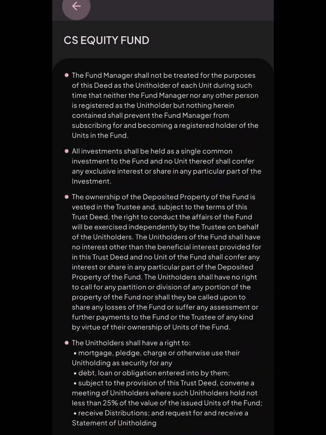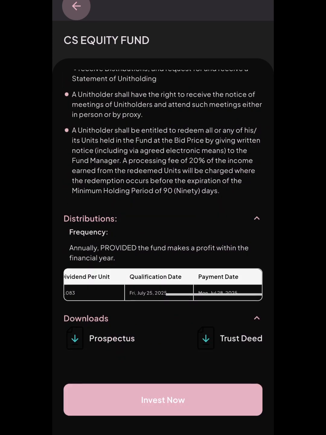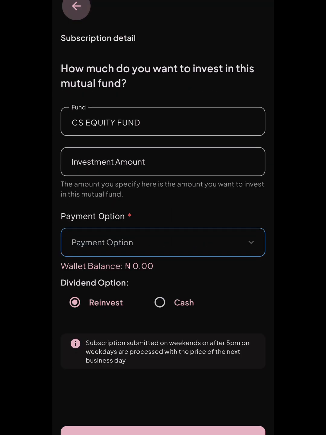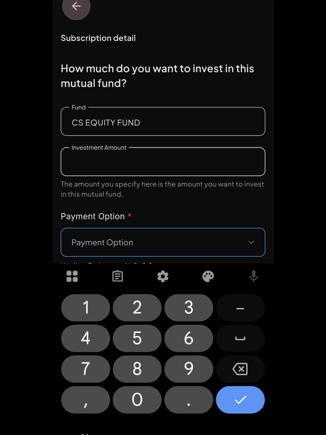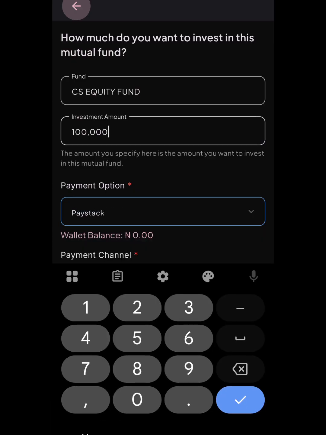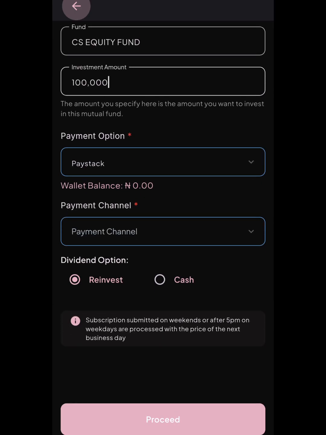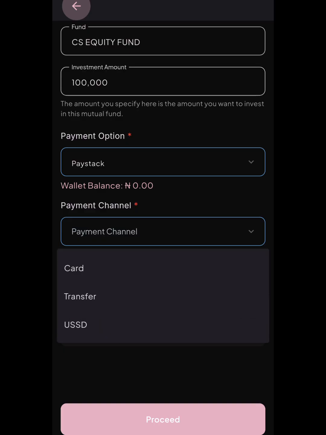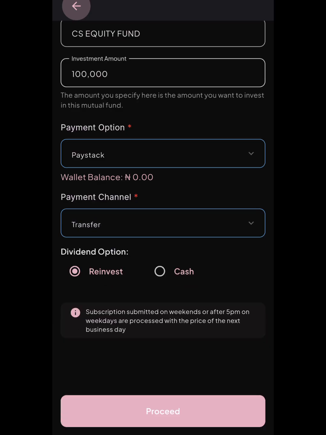So always download it. What I want to do now is click on invest now. Investment amount, for the sake of this class, I'll do 100,000 naira. Payment, I will use Paystack because I don't have any money in my wallet. Payment channel, transfer. Let's see if we can do bank transfer.